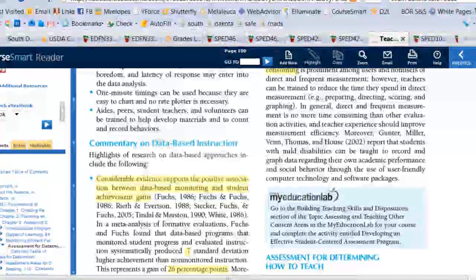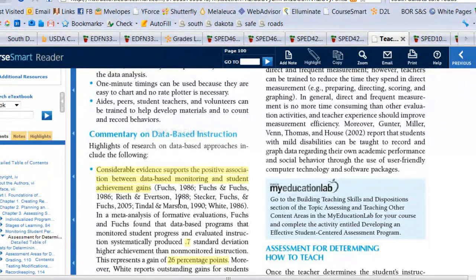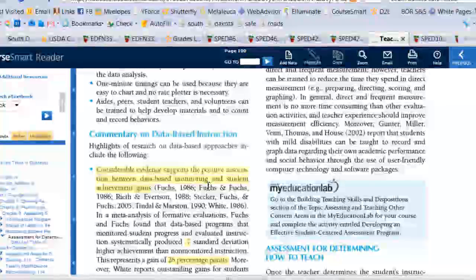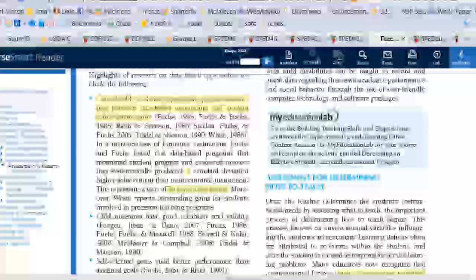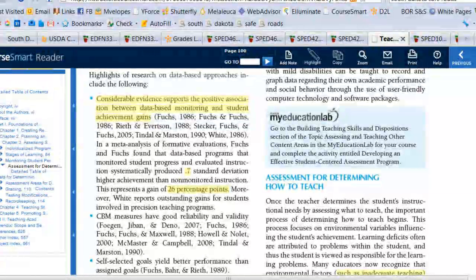Well, this is still a commentary on data-based monitoring. Considerable evidence supports the positive association between data-based monitoring and student achievement gains. Okay, this is what I want you to get from here. This will bring it home. They have documentation that it's about a 26% increase in learning if you use data or if you don't. Data-based programs monitored student progress and evaluated instruction and produced 26% more gains than if you didn't use data.